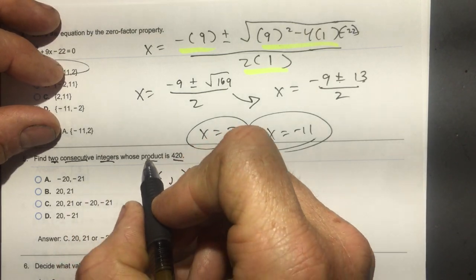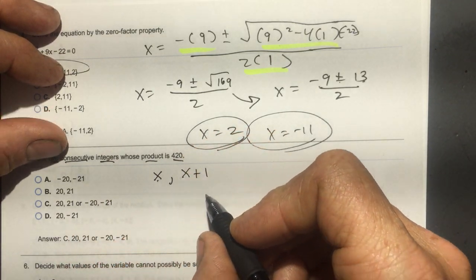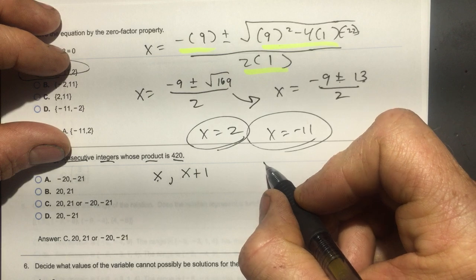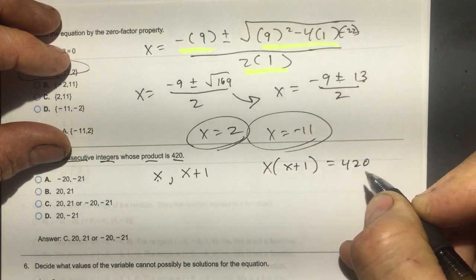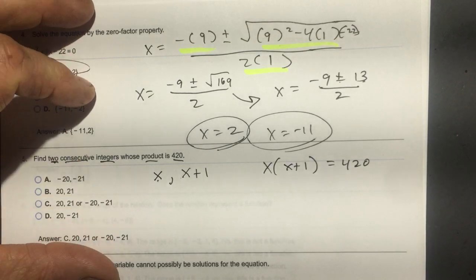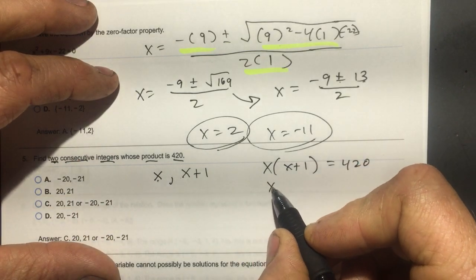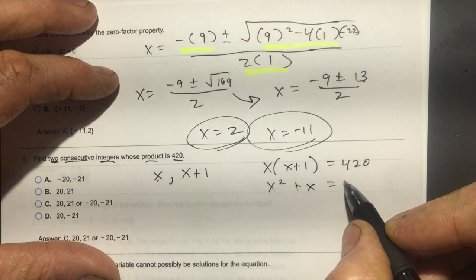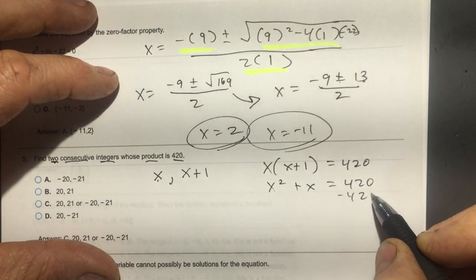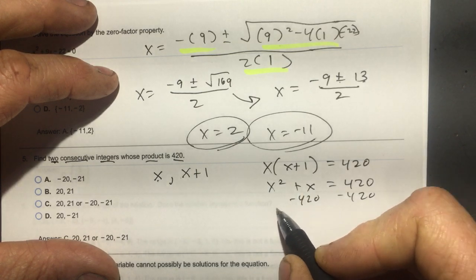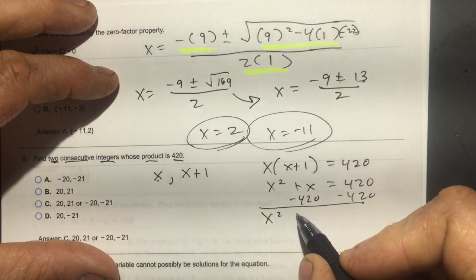Well, it says the product is 420 of these. So if I multiply these together, I should get 420. All right, so if I distribute here, I'm going to have x squared plus x equals 420, and it's quadratic, so I'm going to have to minus 420 and do the quadratic formula.